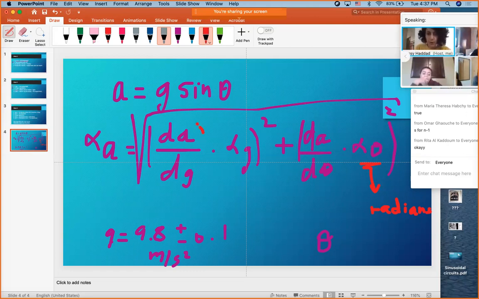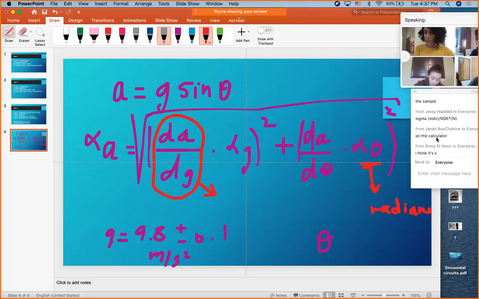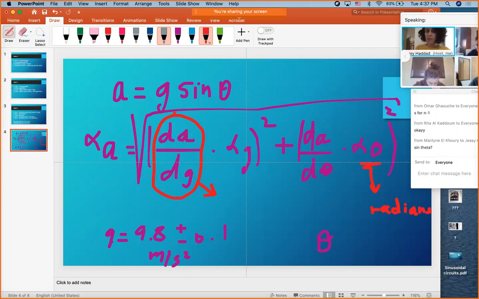Now for the derivative, you help me. What is the derivative of A with respect to G? Yes, so my question again is, what is the derivative of A with respect to G? Yes, G is my X and sine theta is the constant. So sine theta is the answer. Now, what is the derivative of A with respect to theta? So it's like I have G sine X. What's the derivative? It's gonna be G cosine X. Very simple. Now plug in all the values.